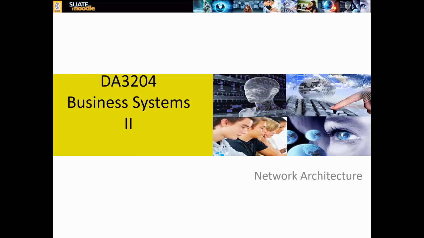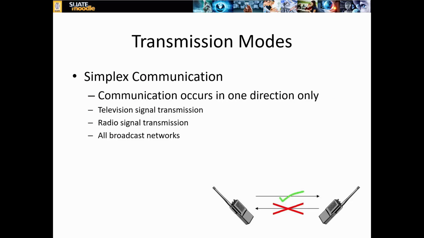In this lesson, I'm going to explain to you about network architecture. First of all, let's talk about transmission modes. What do we mean by a transmission mode? Transmission mode means the way or the mechanism of transferring data between two devices. This is also known as the communication modes. There are three different types of communication modes which are named simplex, half duplex, and full duplex.